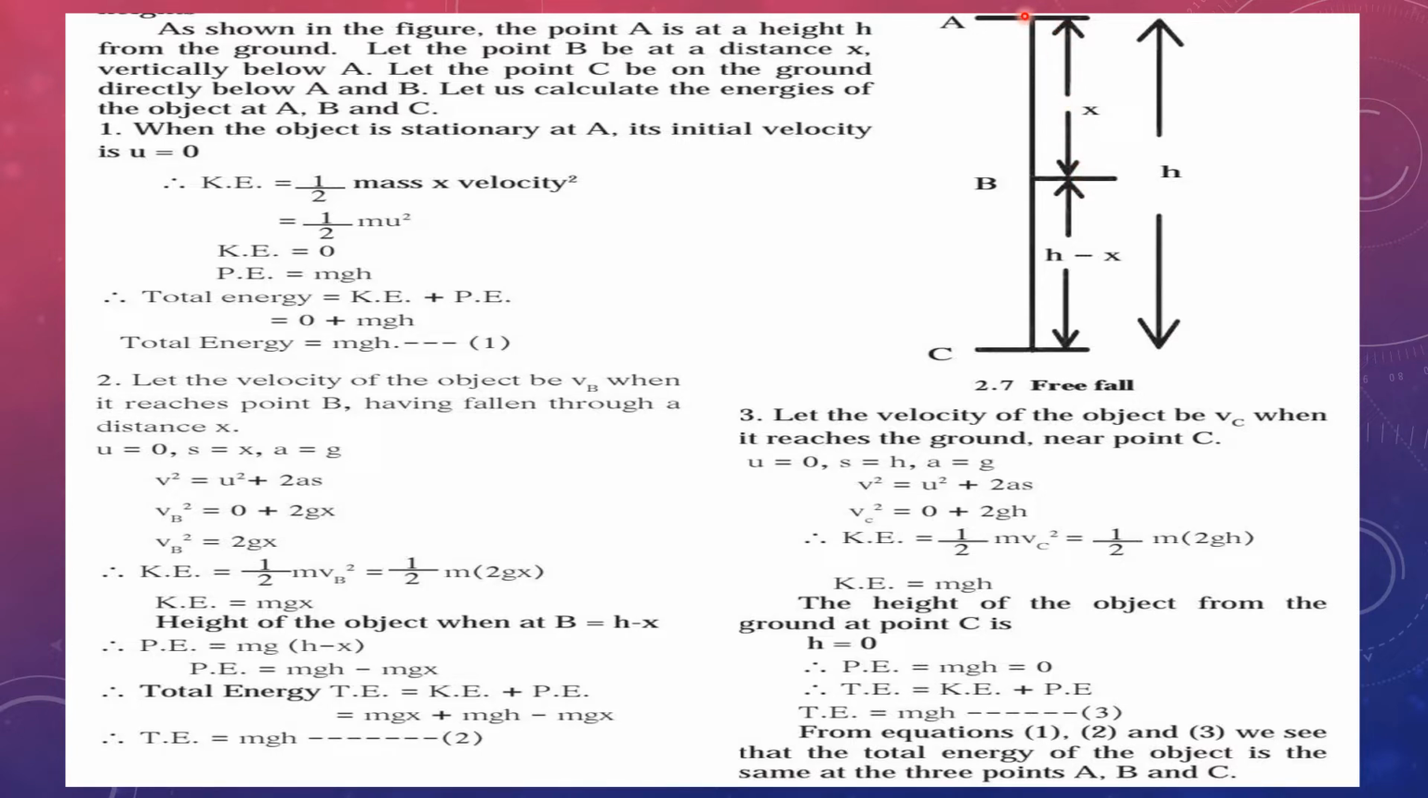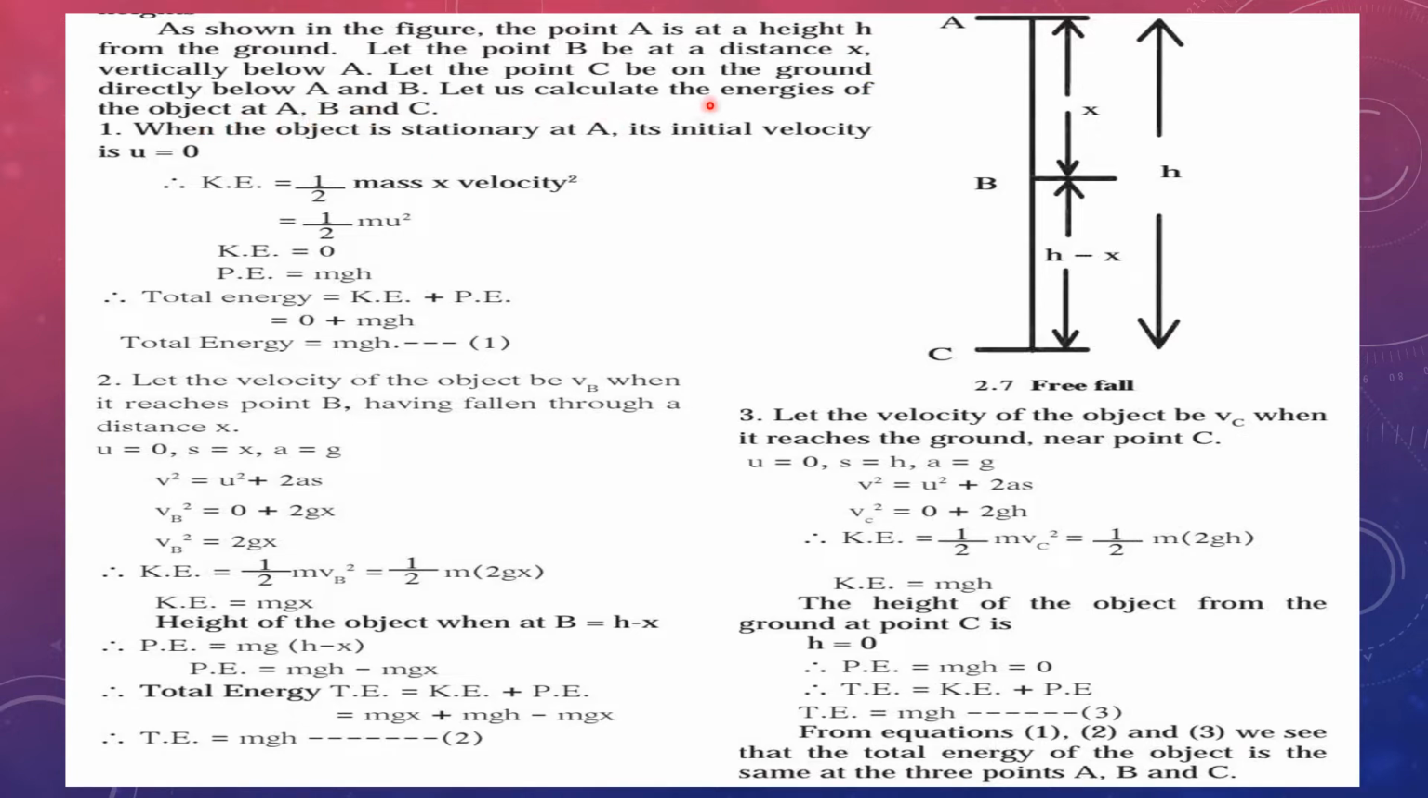Okay. Now the distance of the point A from the ground is equal to the height of that object. That is, that distance is equal to h. And at B, the object has covered the distance x. Therefore, the remaining distance is equal to h minus x. Now, see here. The point A is at height h from the ground. Let the point B be at a distance x vertically below A. Let the point C be on the ground directly below A and B.